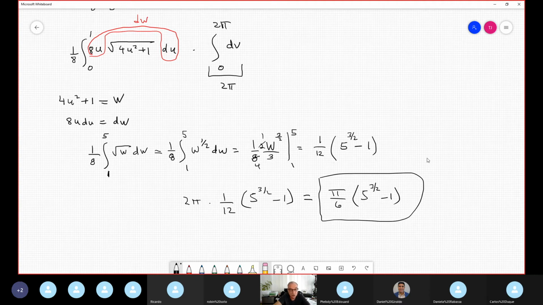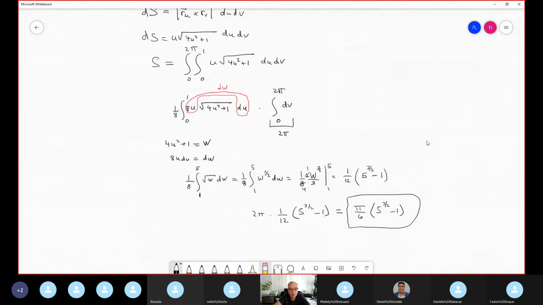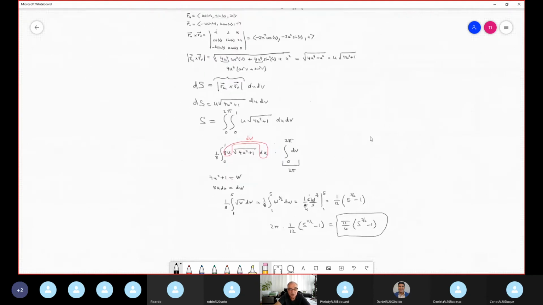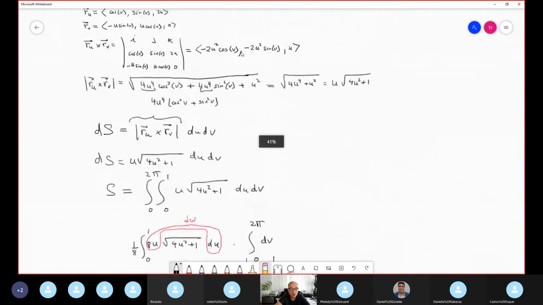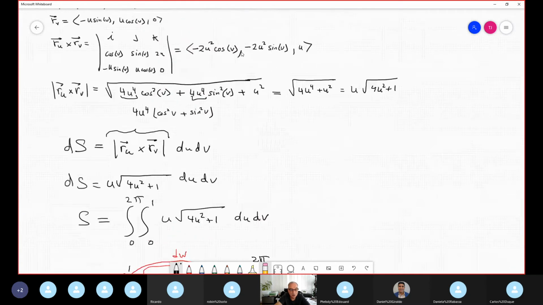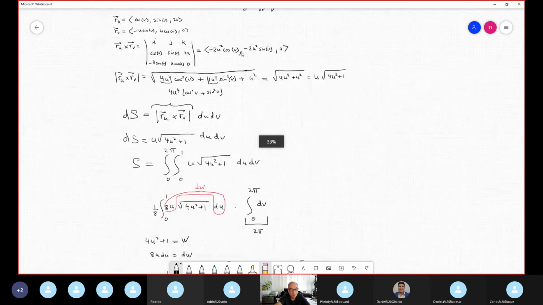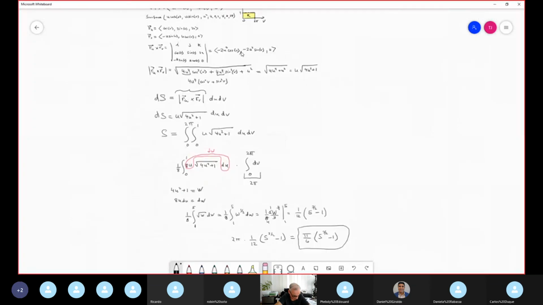I try to do something in detail, no? And bueno, unfortunately, this cross product, no. I did it quickly in my calculator, no? I get that. Any question? Do you understand very well question number 10? Surface area.